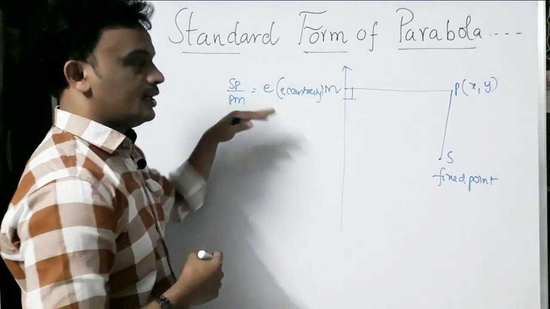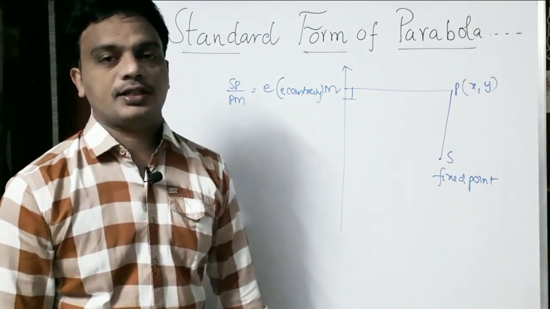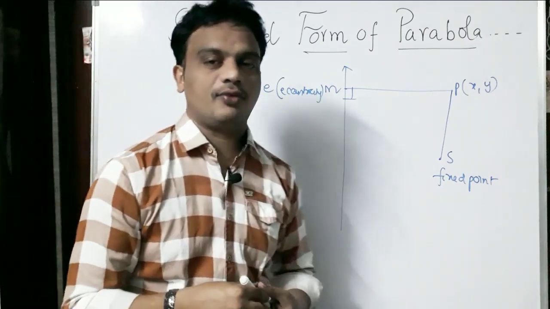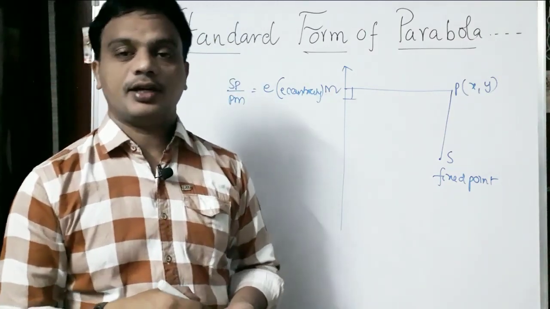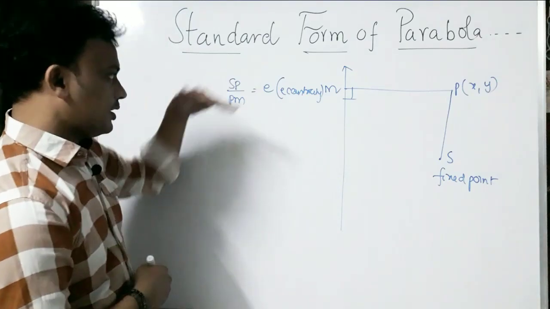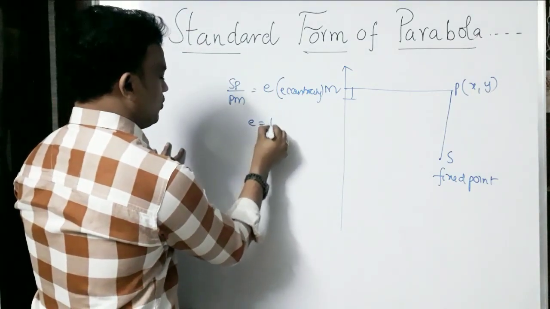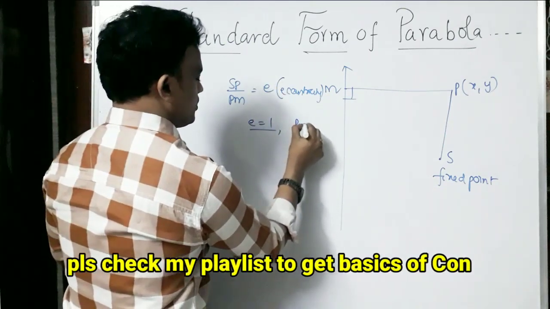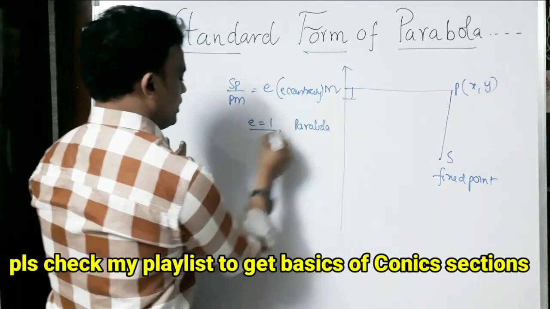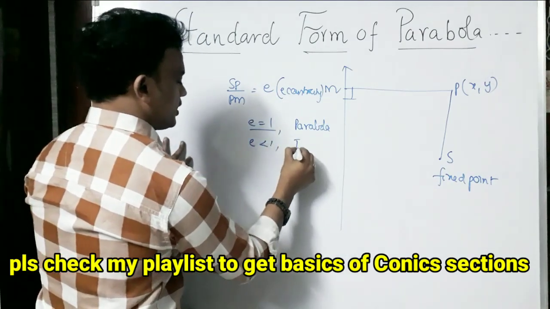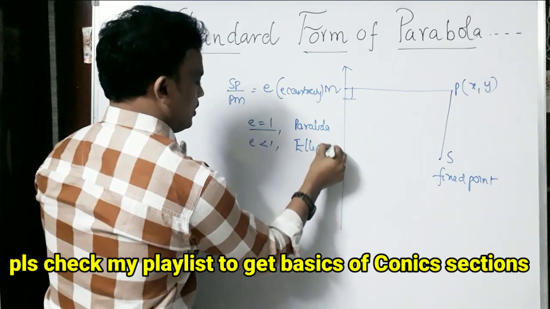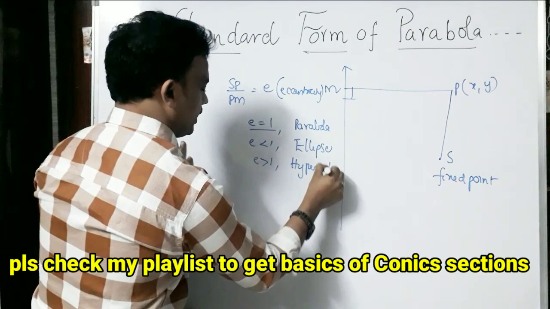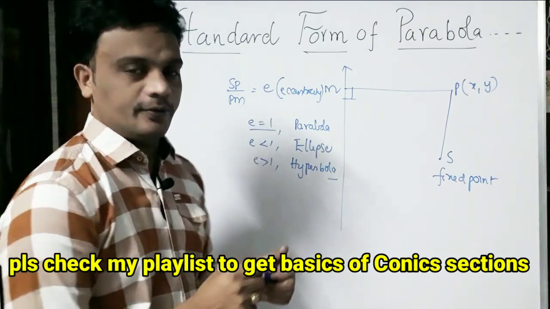Based on the eccentricity we get different conic sections. The same thing I defined like this, cos theta by cos alpha. So based on E, if E equals 1, the conic section becomes a parabola. If E is less than 1, the conic section is an ellipse. If E is greater than 1, the conic section is a hyperbola. Like this we discussed in the last video, right or not?